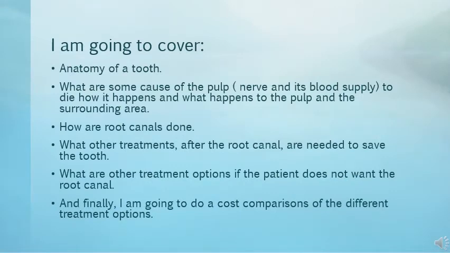In this video and slideshow, I'm going to cover first, the anatomy of a tooth. This is done so you will better understand what happens to the tooth. Second, I'm going to cover what are some causes of why the pulp dies and how does it happen. Pulp is the nerve and its blood supply inside the tooth. We are going to cover what happens to the pulp and how it leads to an infection spilling out of the tooth and infecting the surrounding area.